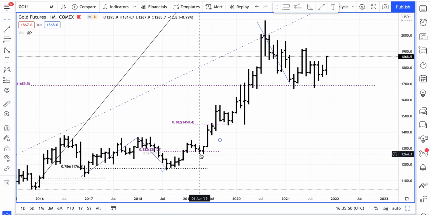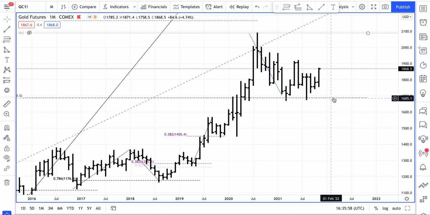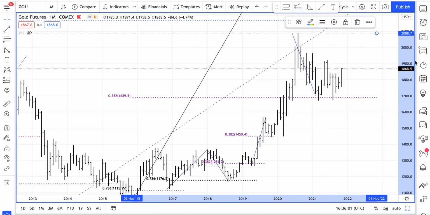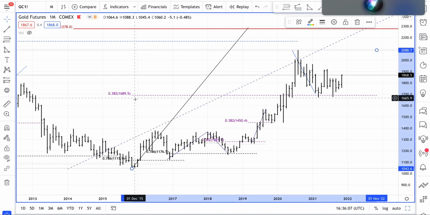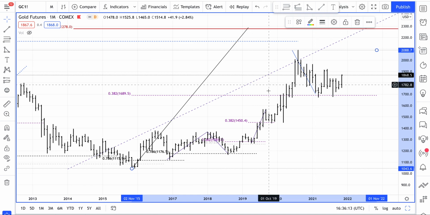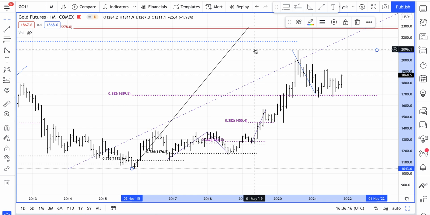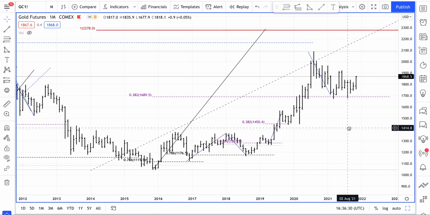So this one was one. This one was exactly at 38.2% retracement. Here, this one is now where we are currently. It is a 38.2% retracement of this entire move. So this is why this 1690 level is really important for this move. So price should not go below that.